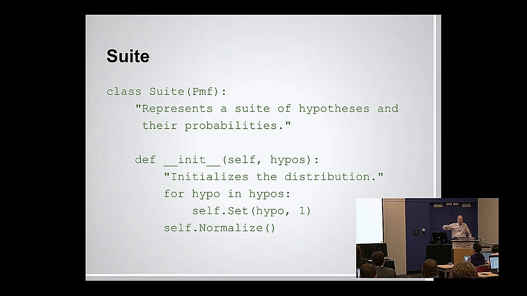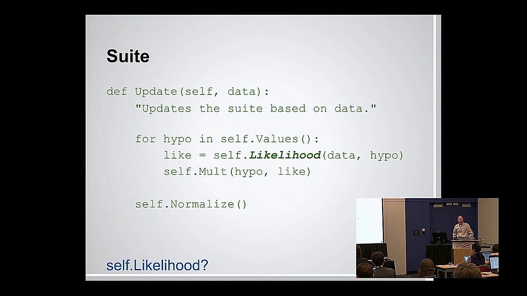One of them is an init method, where you can give it a list of hypotheses, and it will start out with equal probabilities for each of those hypotheses. So by default, you get a uniform distribution where every hypothesis has the same prior probability. You can override that for other prior distributions.